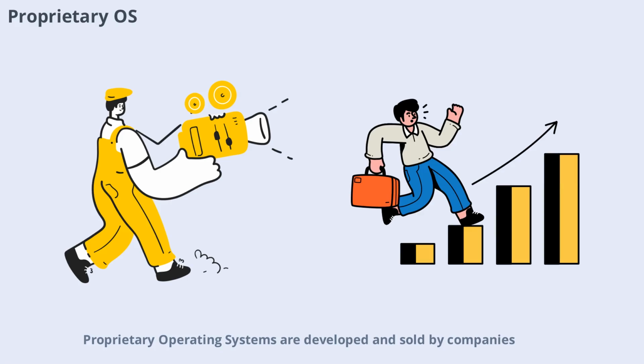Proprietary operating systems are developed and sold by companies. Examples include Microsoft Windows and macOS. These OSs often come with dedicated support and regular updates, but users must purchase licenses to use them.